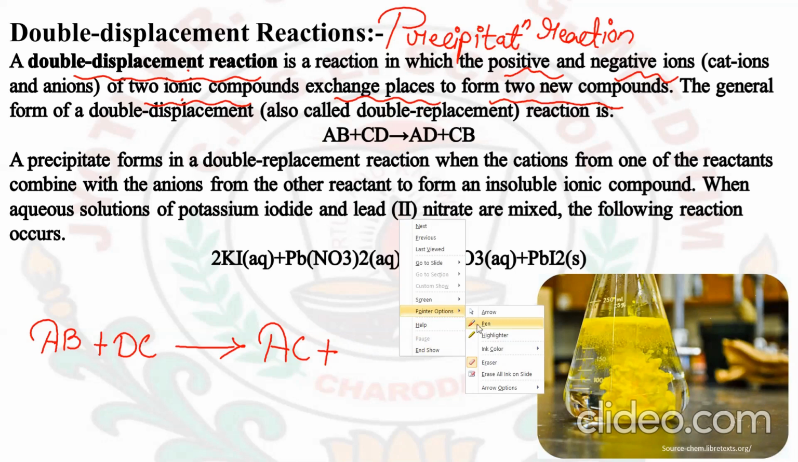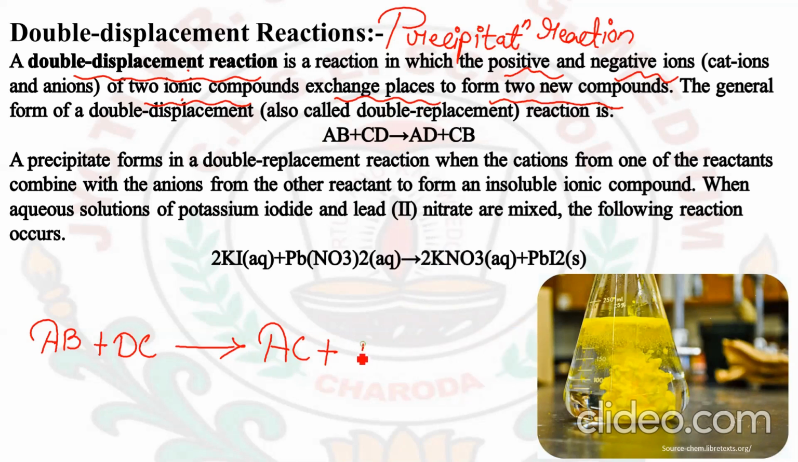Okay, it will be DB found out here. So this AC and DB both are the new compounds which are found out. Now, a precipitate forms in double displacement, or double replacement, also. As before we called it single replacement, these types of reactions are also called double replacement.